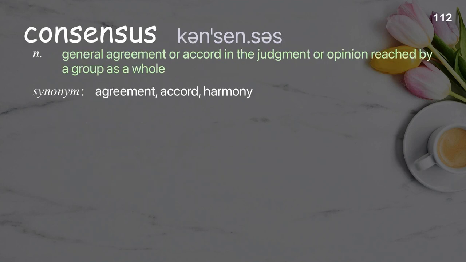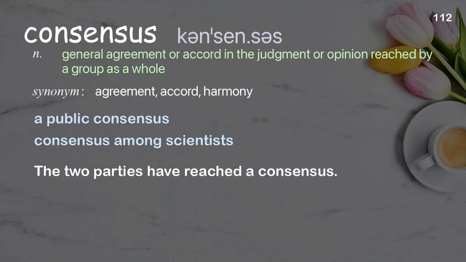Consensus. General agreement or accord in the judgment or opinion reached by a group as a whole. Examples: a public consensus. Consensus among scientists. The two parties have reached a consensus.